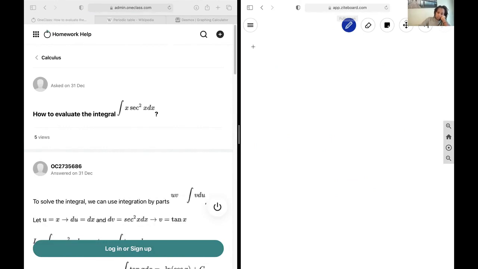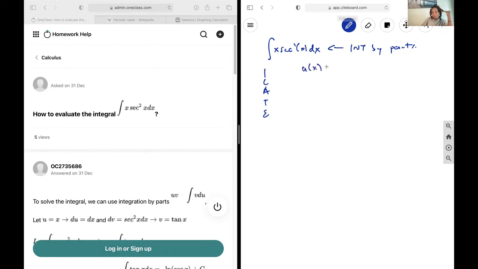Next up, we want to evaluate this integral. And we're going to be using integration by parts. I know it's tempting to use the acronym here, where we have inverse trig, algebraic, trig, exponential, logarithmic, and so we choose u according to this. But we're actually not going to do that.